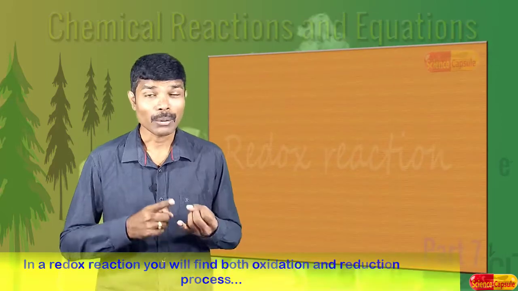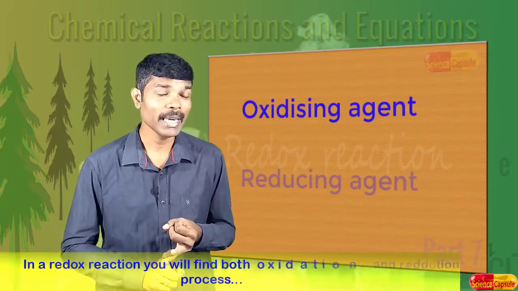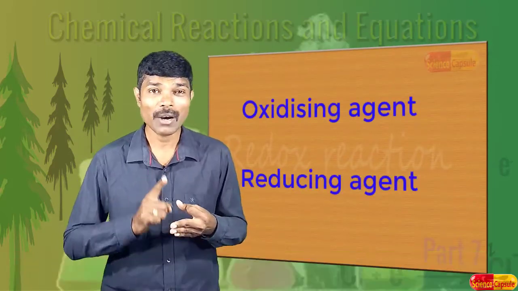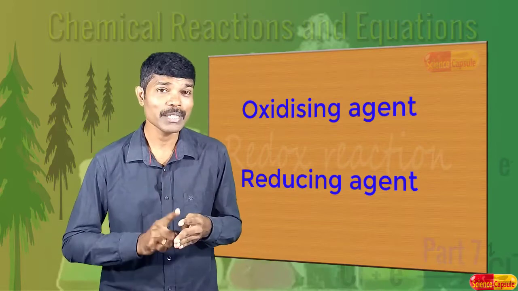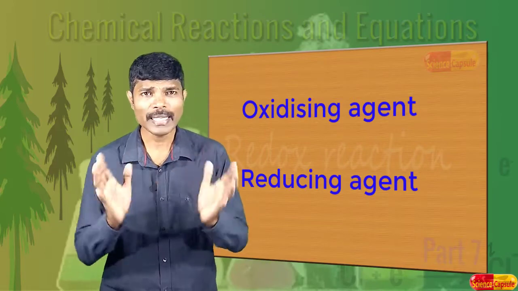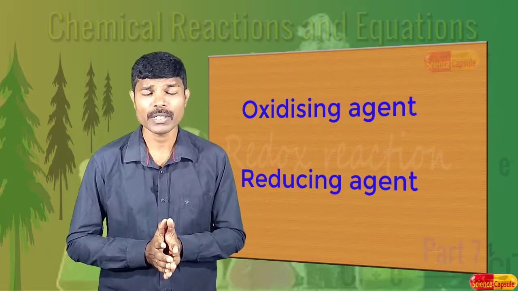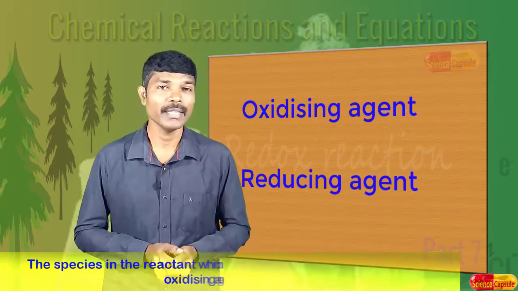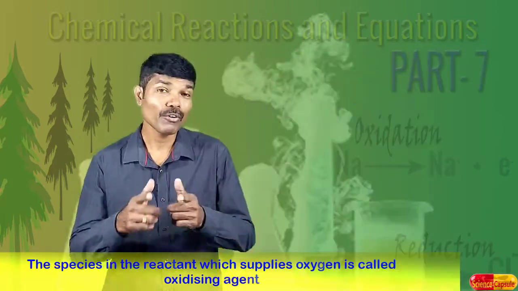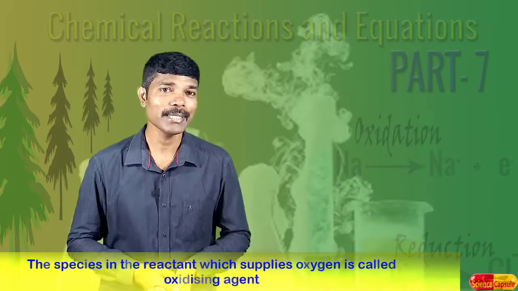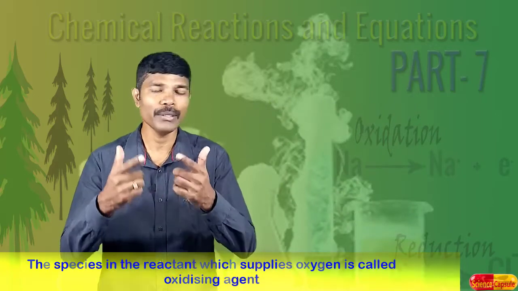They are oxidizing agent, reducing agent, which one is getting oxidized and which species gets reduced. All these things are very important. Even they are asked in the examination also. Before that, you should know firstly what is an oxidizing agent and what is a reducing agent.